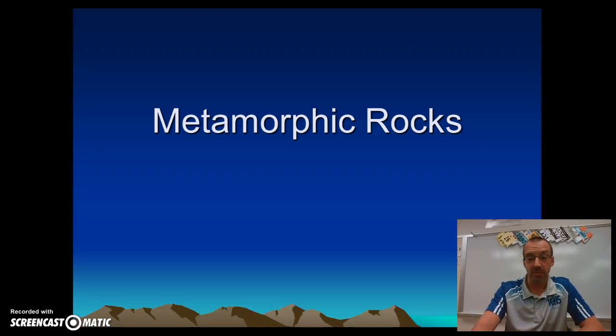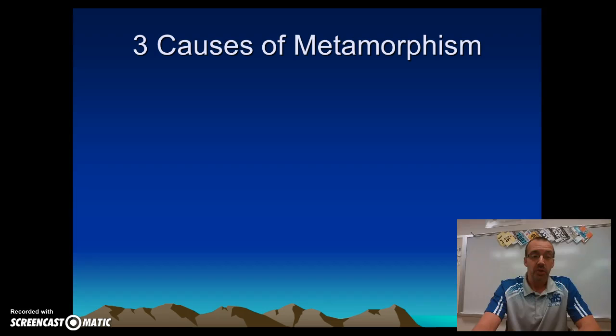Today we'll be talking about metamorphic rocks. Now remember, the word metamorph simply means to change between, or it can mean to change form or change shape. So what we're talking about is a pre-existing rock, like a sedimentary, metamorphic, or an igneous rock that gets changed in some way into a metamorphic rock. So how does this happen?